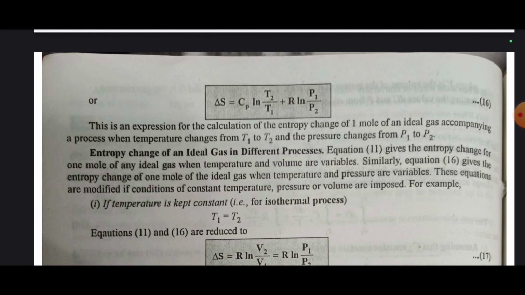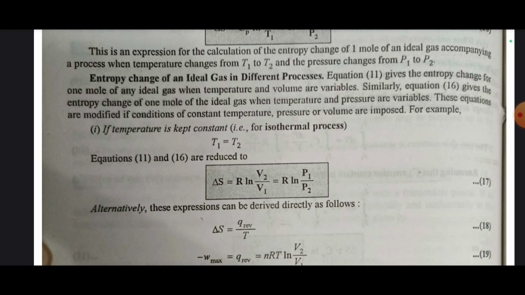For example, first, if temperature is kept constant, that is, for isothermal process T1 is equal to T2, so equation delta S is equal to R into ln of V2 by V1 is equal to R into ln of P1 by P2, which is equation 17.